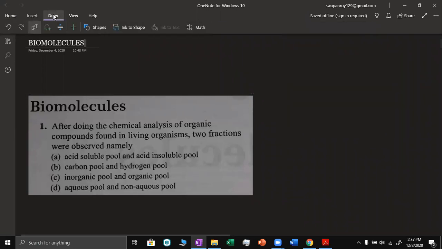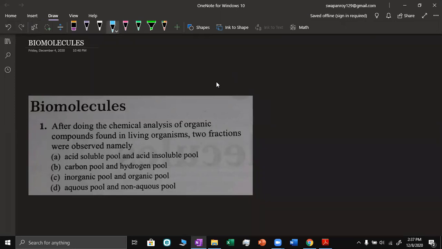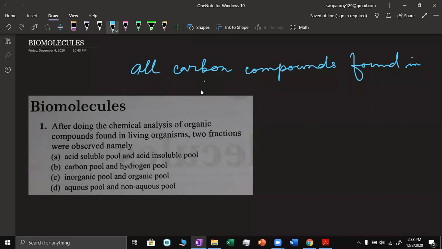So, as I told you, our next topic will be biomolecules. Biomolecules means these are all carbon compounds found in the body of the organism, and that is in the living tissue.